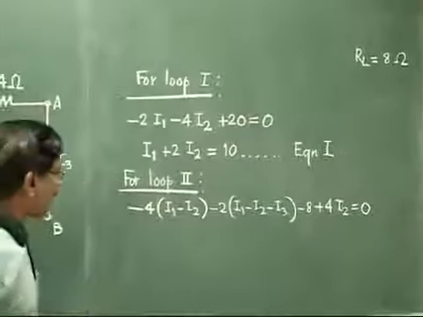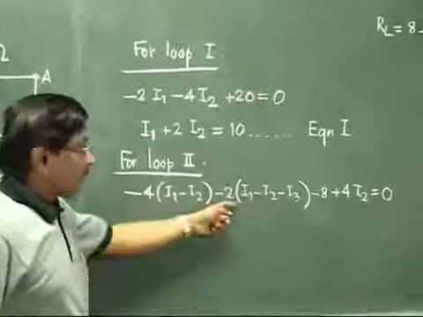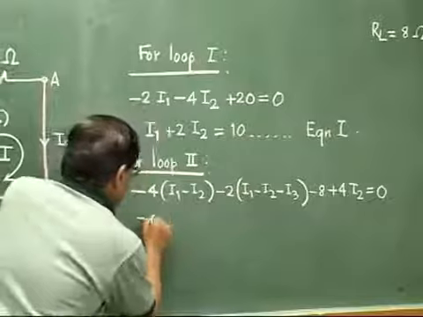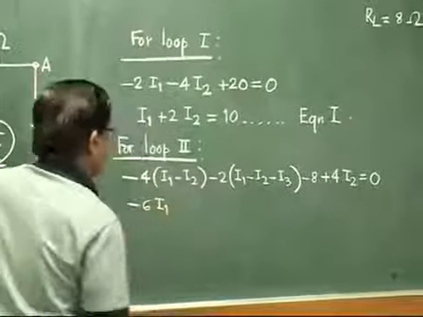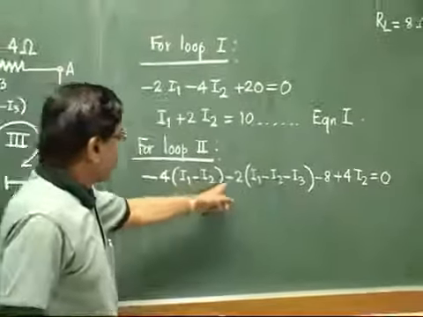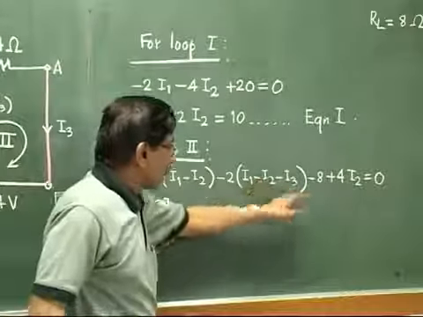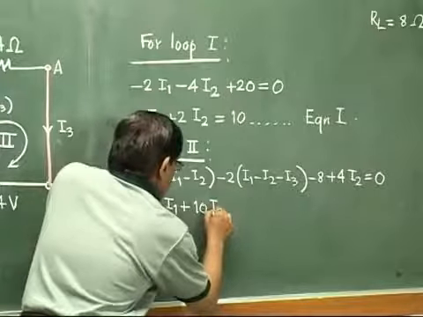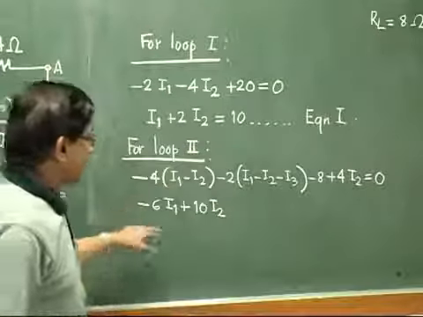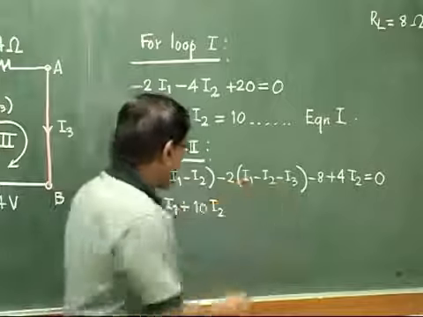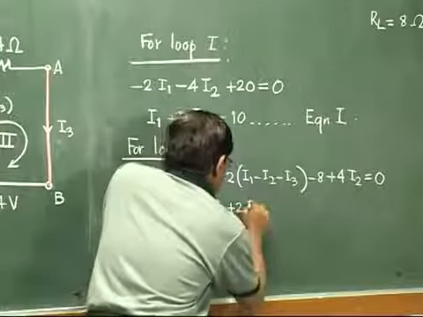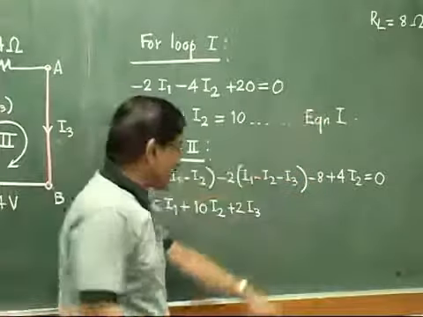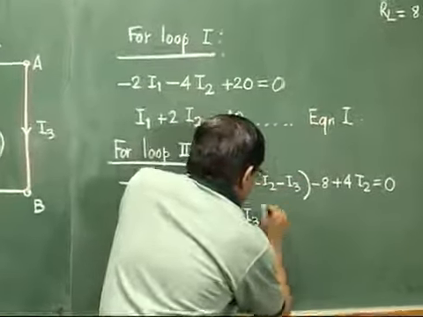Let us compile all I1 terms. Minus 4I1, minus 2I1 is minus 6I1. Those are the I1 terms. Then plus 4I2, plus 2I2, plus 6I2, and plus 4I2, so that will be plus 10I2. Then I3 terms: it is plus 2I3, that is the only term. And then this constant 8 we can take to the other side, so this will be equal to 8.